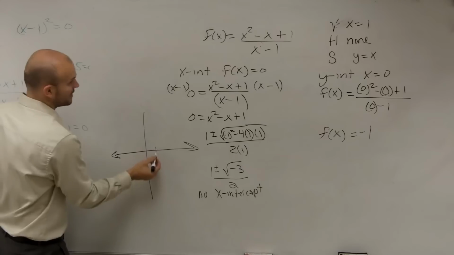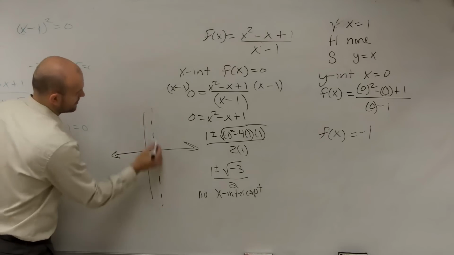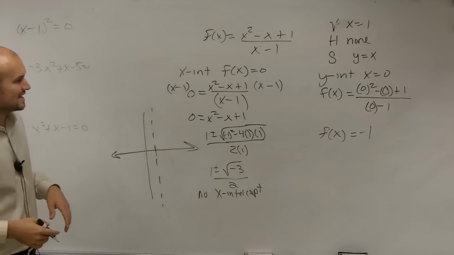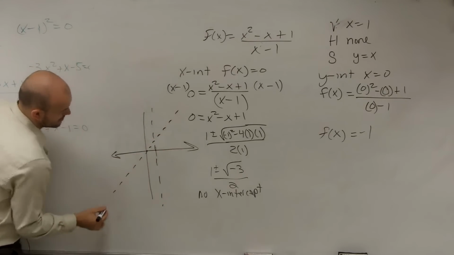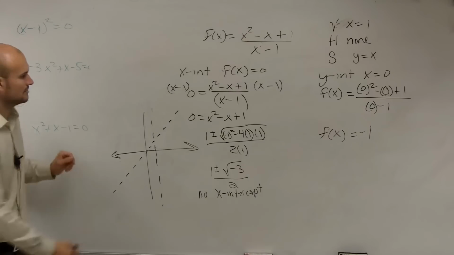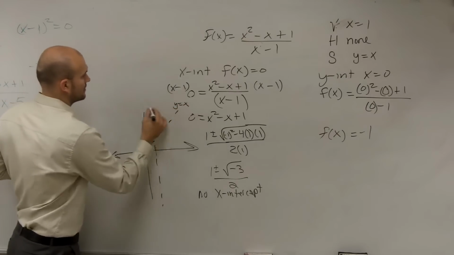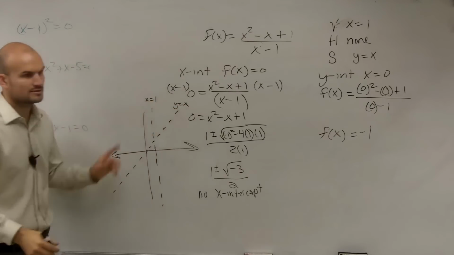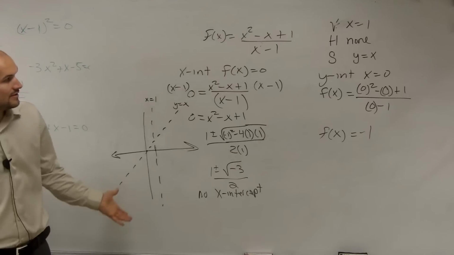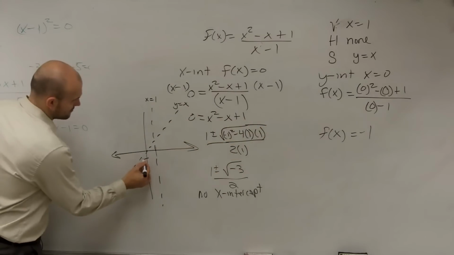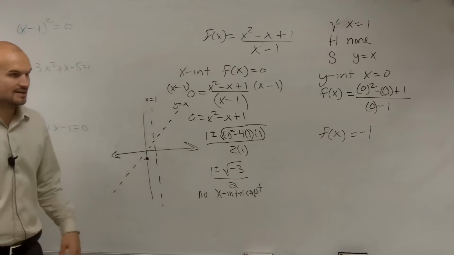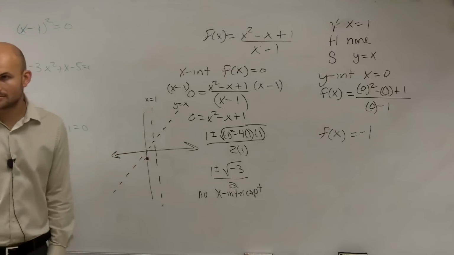We know x equals 1 is a vertical asymptote, right? And our slant asymptote is y equals x, which looks like that. That's y equals x. This is x equals 1. So that's your vertical, that's your slant. And the only thing we know is it has a y-intercept at negative 1. It doesn't cross the x-axis, right?